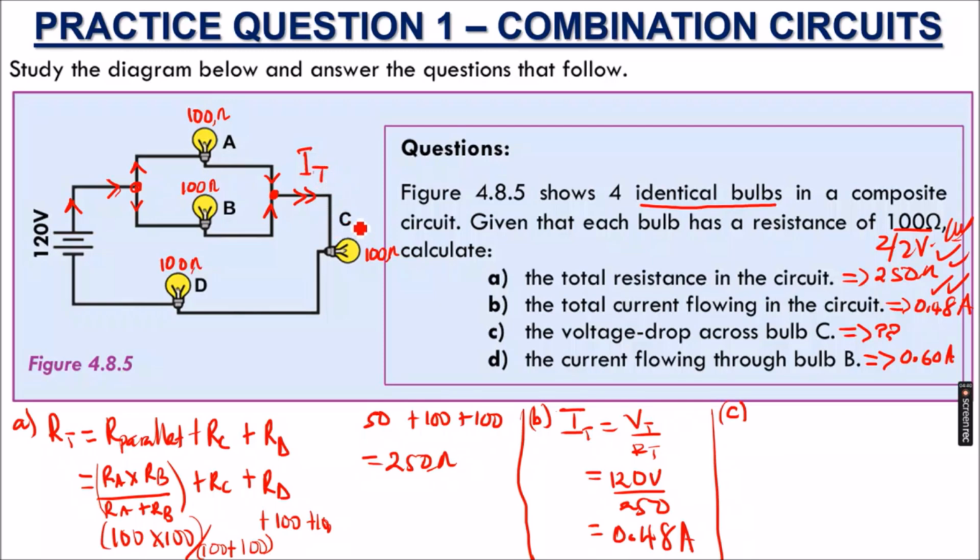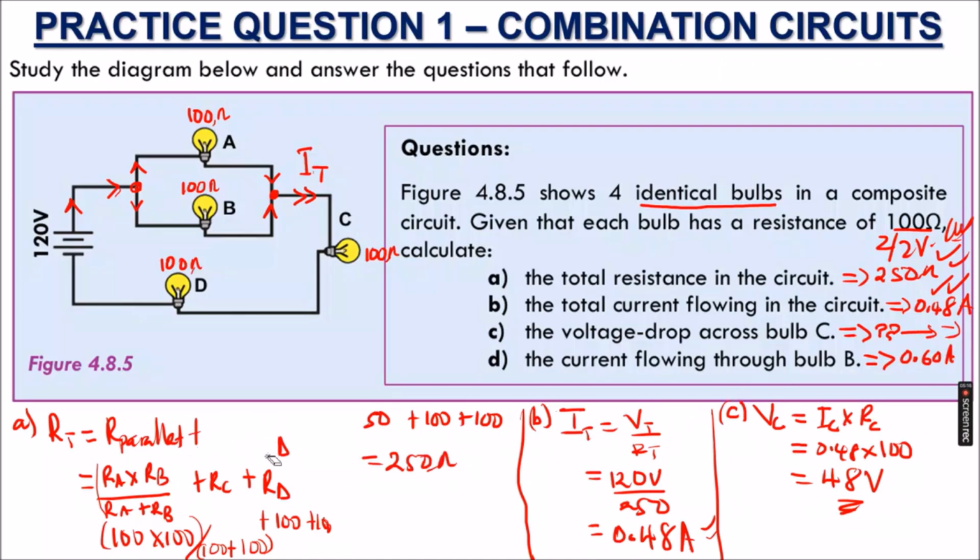So the current through C is the total current. Therefore, we can say voltage across C is equal to current across C times resistance of C. What is the voltage across C? Its current 0.48, because we found the total current, times its resistance, which is 100, which is going to give us 48 volts. That was your question mark.